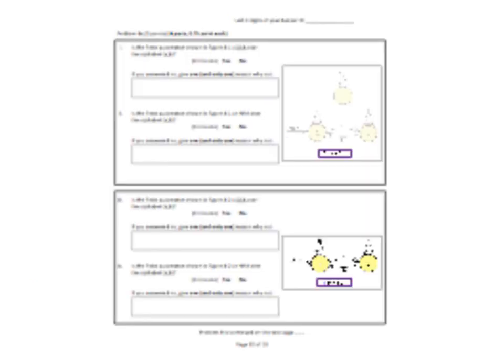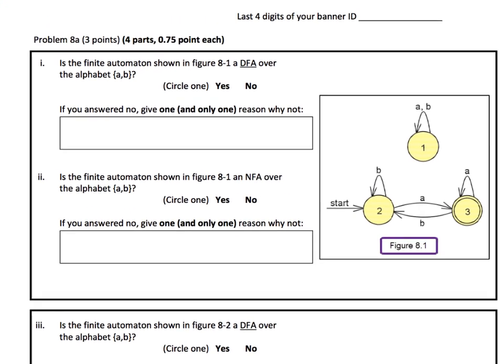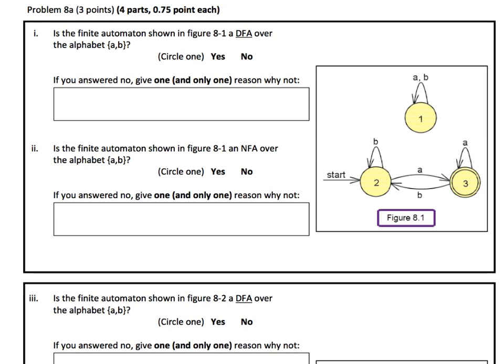Okay, a bunch of questions about some automata asking whether they are NFAs and DFAs. So let's look at this guy. It's asking, is figure 8-1 a DFA over the alphabet? So we have to check, does it have a start? It has a start. Does it have an A and a B out transition for each state? For state 1, it has an A and a B out. For state 2, it has an A and a B, and for state 3, it has an A and a B. It looks good to me.